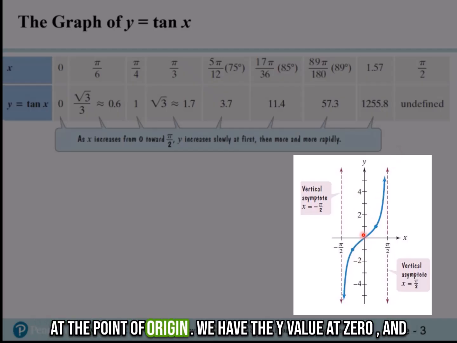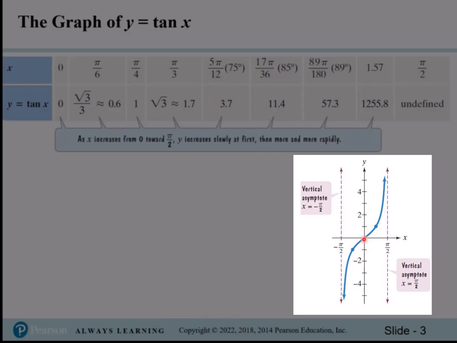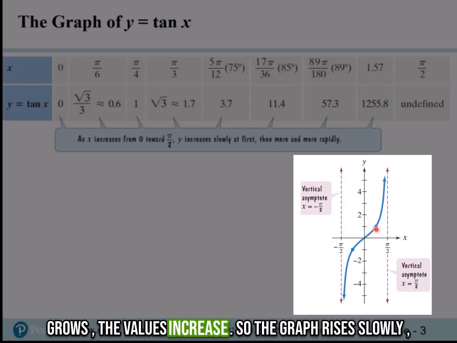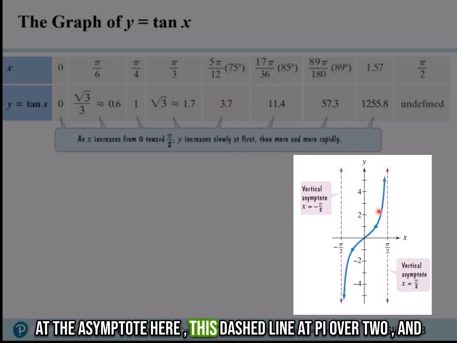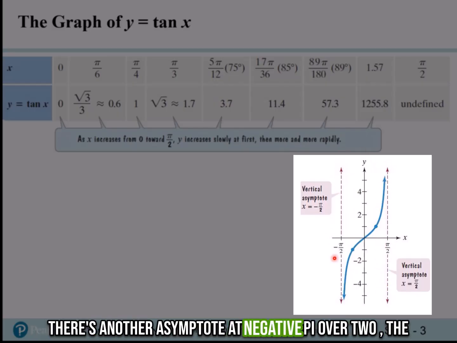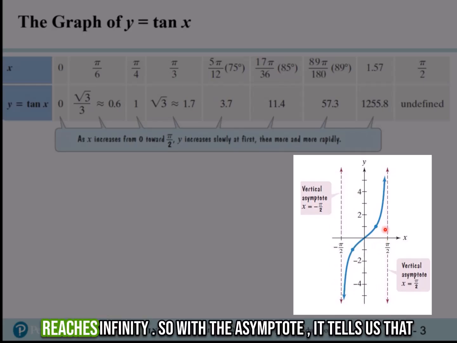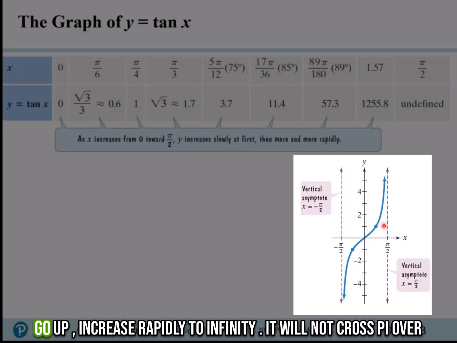At the point of origin, we have the y value at 0, and then we see the graph grows, the values increase. So the graph rises slowly, and then it's a sharp rise, almost going vertically up. And at the asymptote here, this dashed line at pi over 2, and there's another asymptote at negative pi over 2, the graph reaches infinity. So the asymptote tells us that the graph will go up, increase rapidly to infinity. It will not cross pi over 2.